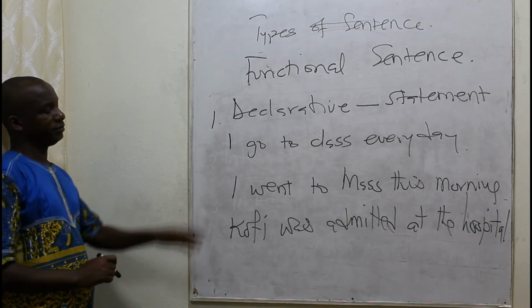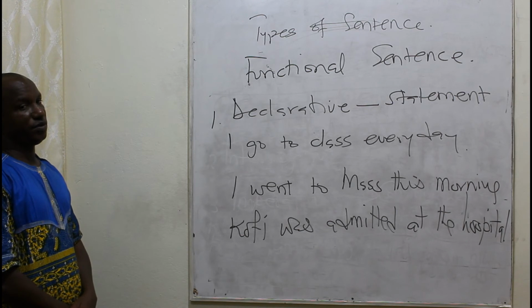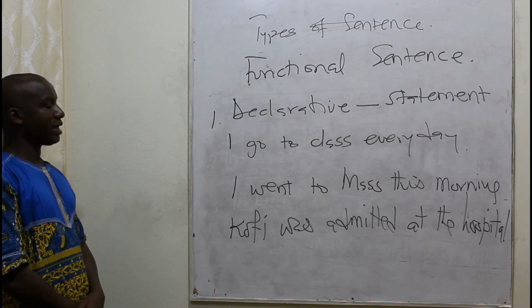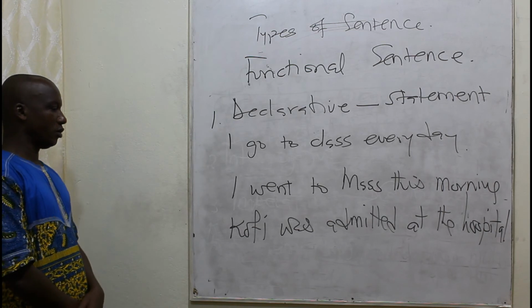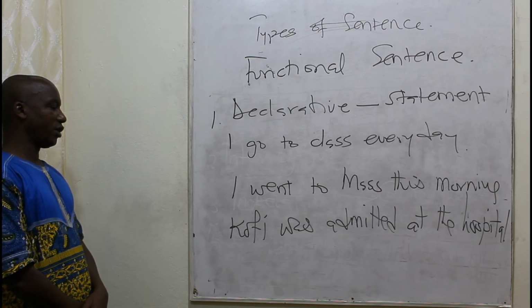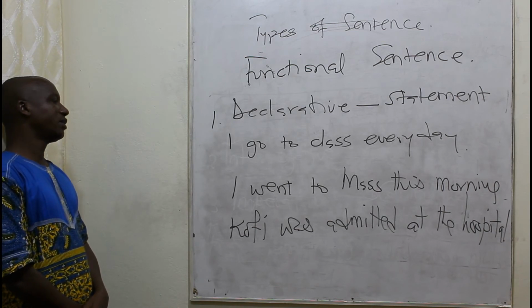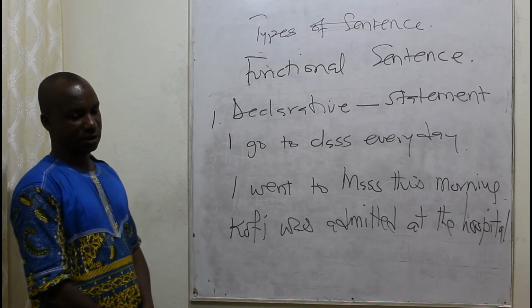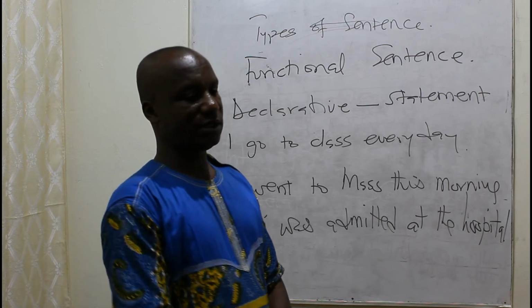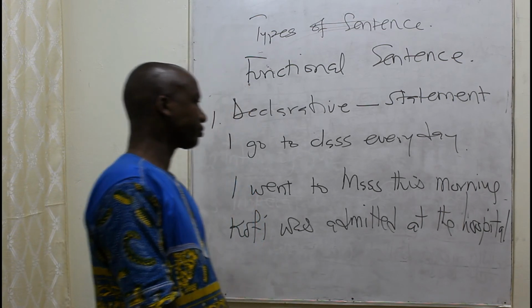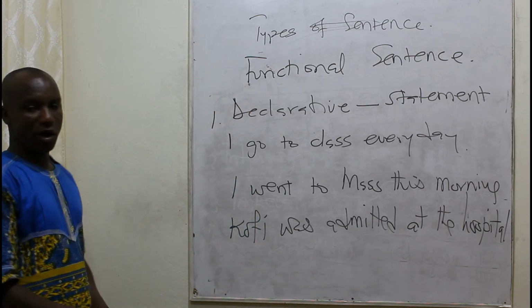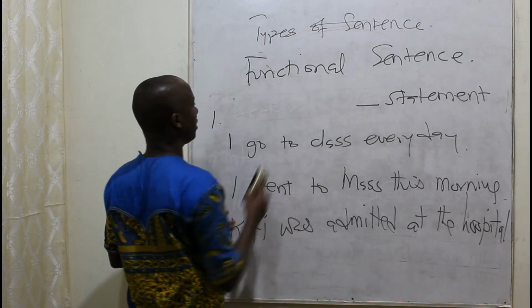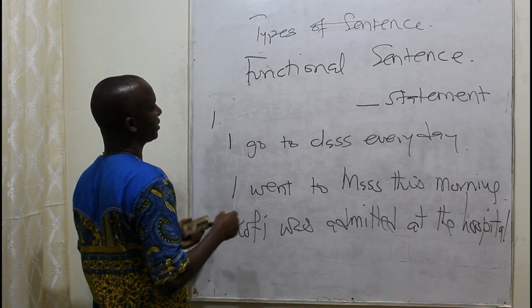All these are declaratives. We use it to state. So we are stating what happened. I went to mass this morning. Kofi was admitted at the hospital. I go to class every day. We are making a statement. All right. Then we move on to the next one, which is interrogative.